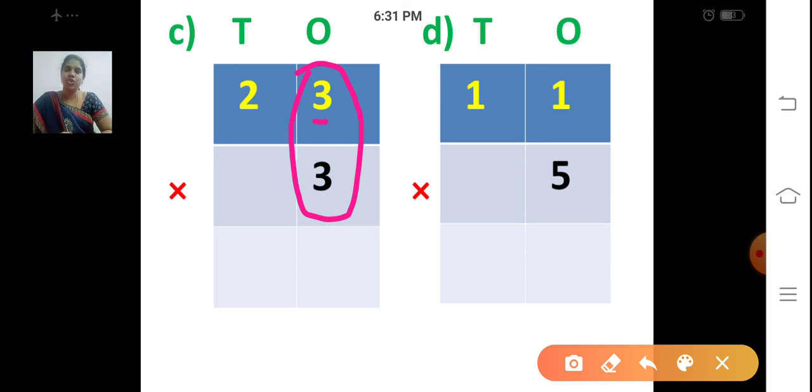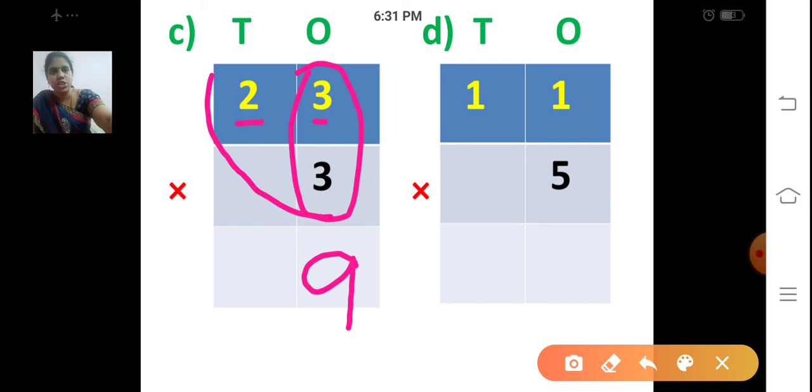3 ones are 3. 3 twos are 6. 3 threes are 9. 9 ones. What is the meaning? 9 ones. So write it below the ones place. Now second step. Multiply the digit at the tens place. So 2 tens into 3. 2 twos are 4. 2 threes are 6 tens. So write 6 in the tens place.